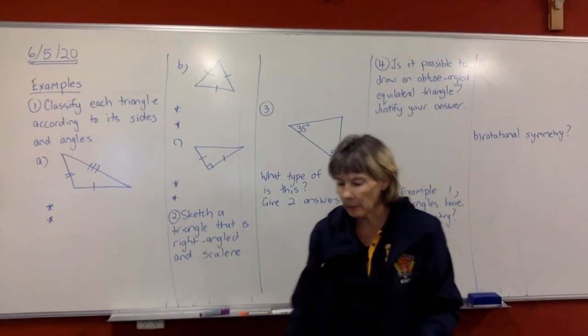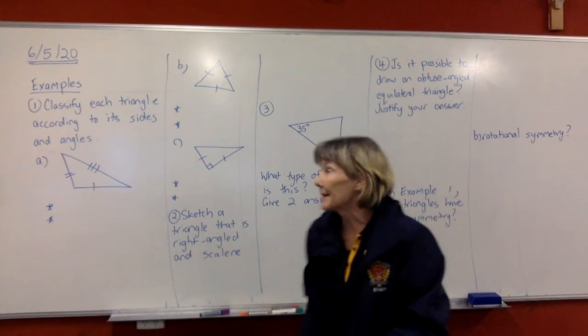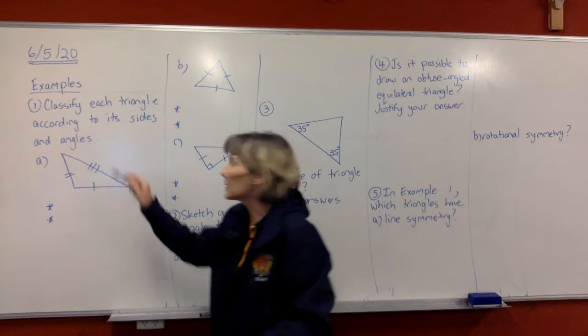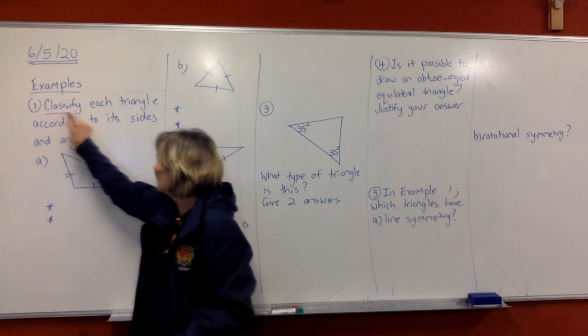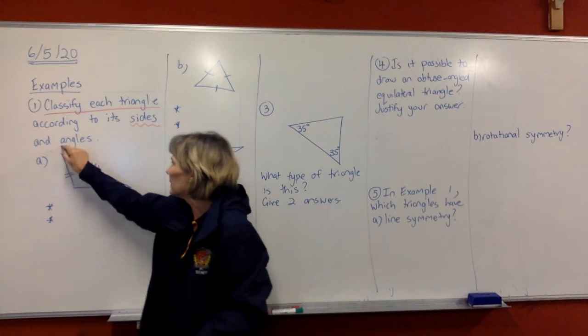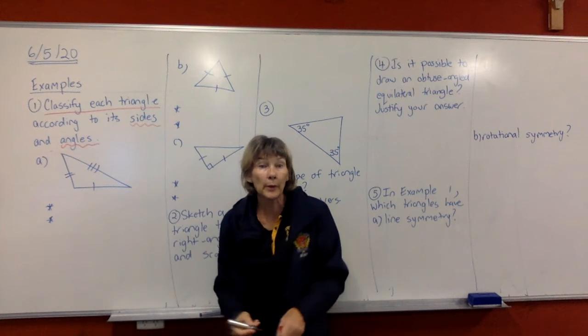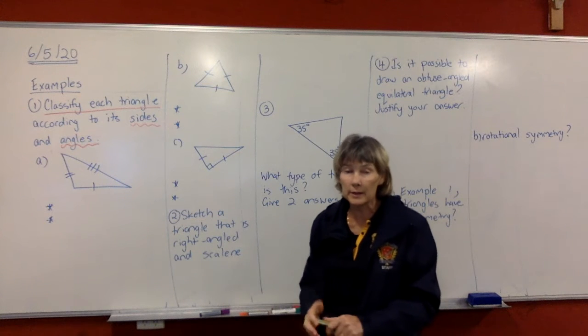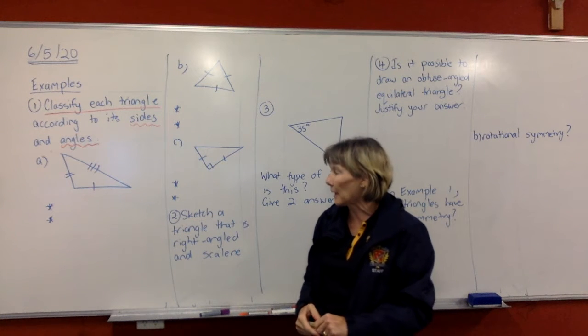Okay boys, so now we're going to be going through some examples on this work. In this question here it says classify each triangle according to its sides and angles. So we're going to have an answer for looking at the sides and another answer for looking at the angles.